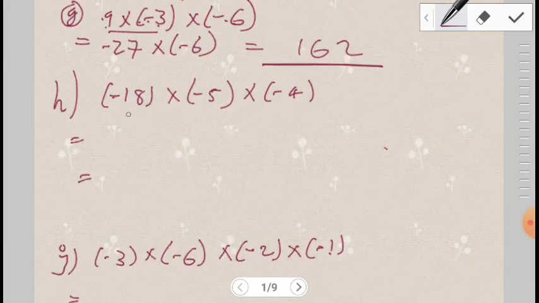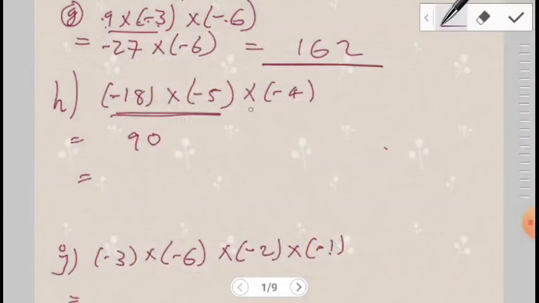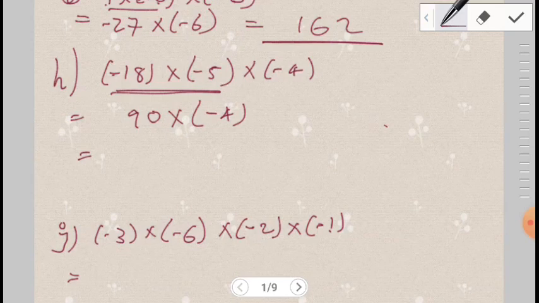Next, here I will first multiply these two numbers, so 18 multiplied by 5, so I will get 90, and minus minus plus, so the 90 will be positive. Then multiply by minus 4, so 90 will be multiplied by 4, so I will get 360, but it is positive 90 and it is negative, so plus minus minus, so I will get minus 360.